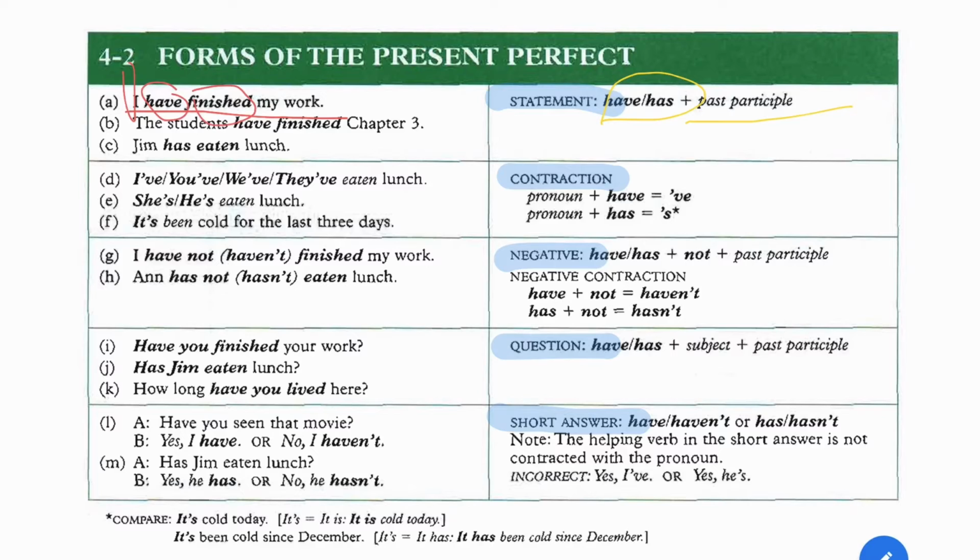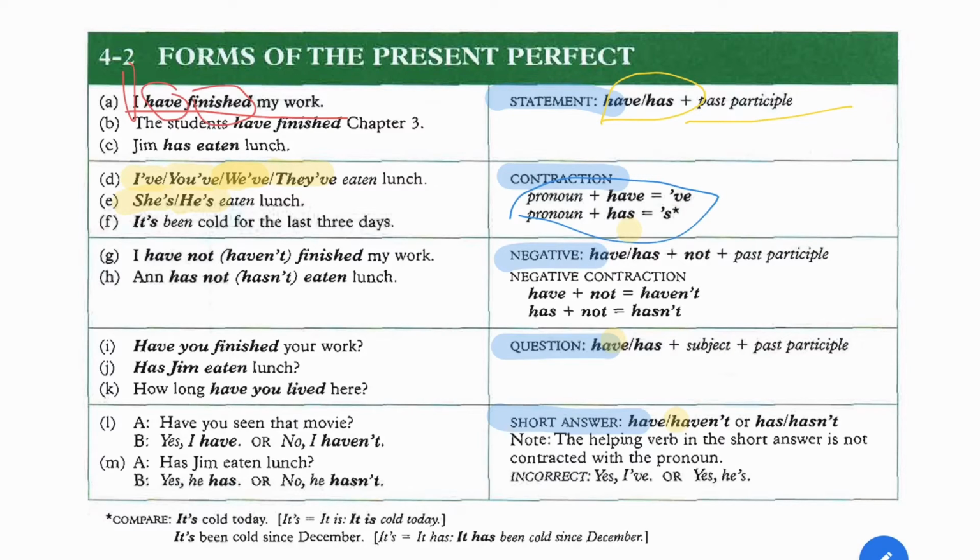The pronoun and have or has can be contracted. So instead of saying I have eaten lunch, you can say I've eaten lunch, or you've eaten lunch, or we've eaten lunch, or they've eaten lunch. The same case as she has or he has. You could say she's eaten lunch or he's eaten lunch.